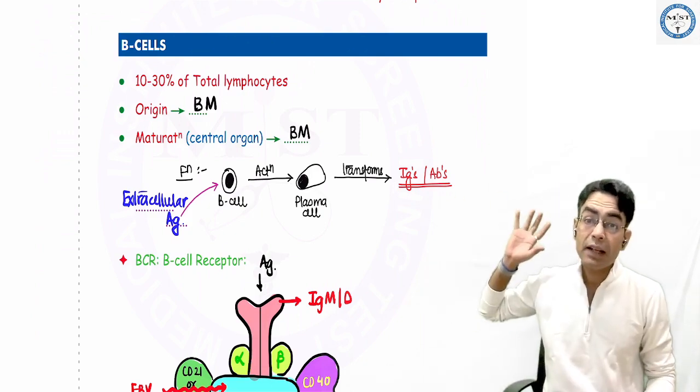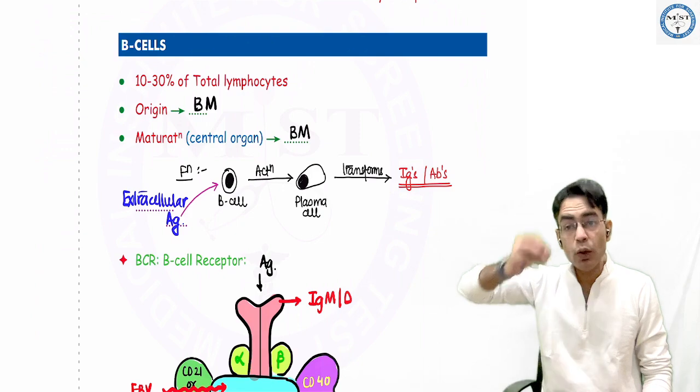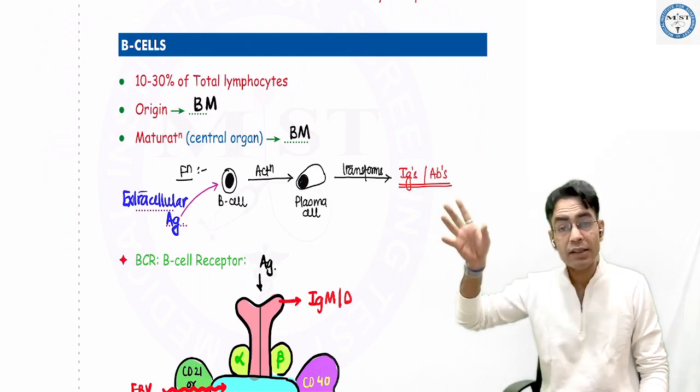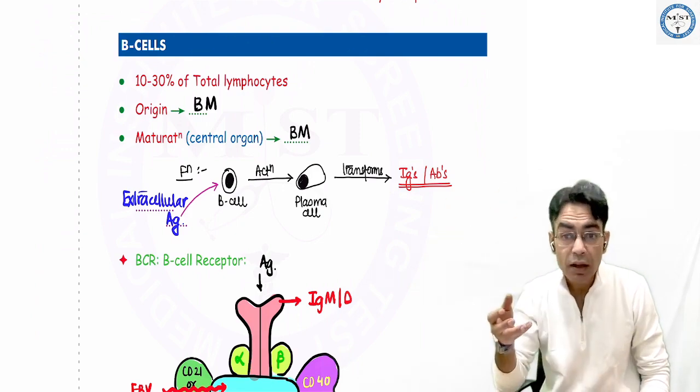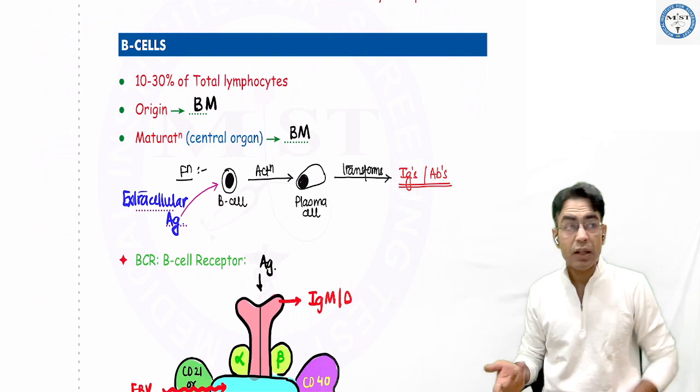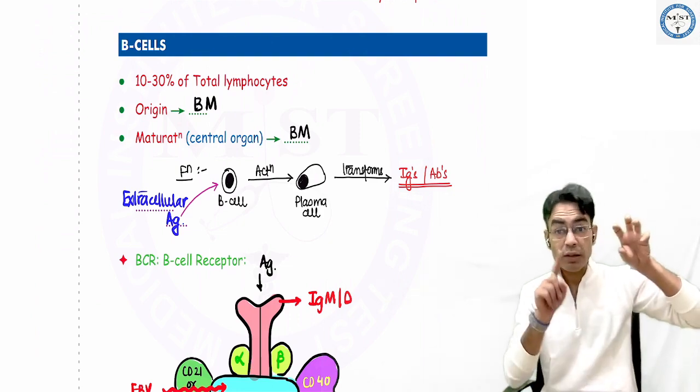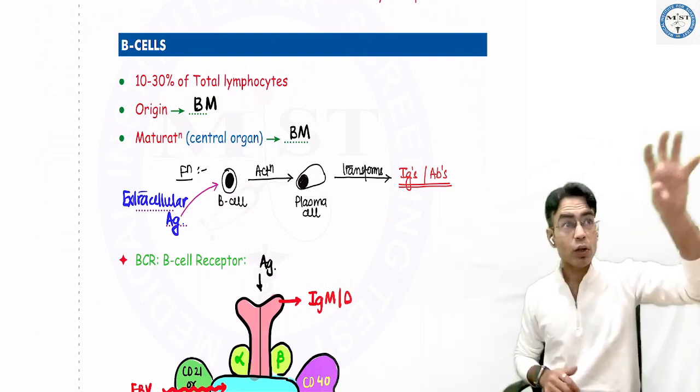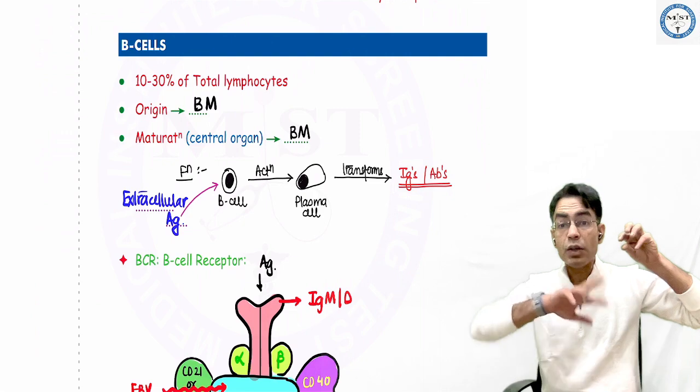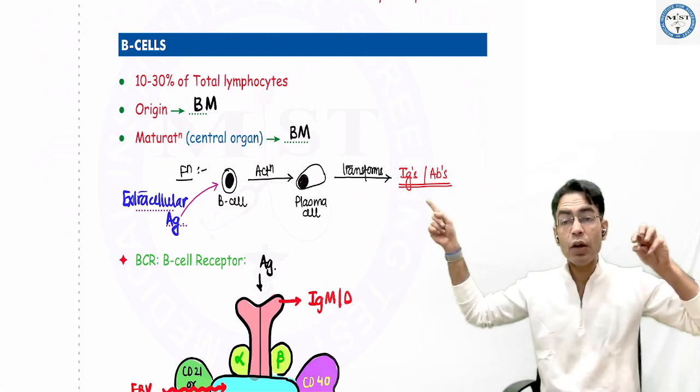अपन ने T cell के लिए बात किया था छोटू. T cell is also getting originated from the bone marrow. But why is it called a T cell? Because it is maturing in thymus. What is the function of a B cell? To catch the extracellular antigen because it's a professional APC. So it will catch the extracellular antigen, convert into a plasma cell and give you antibodies.